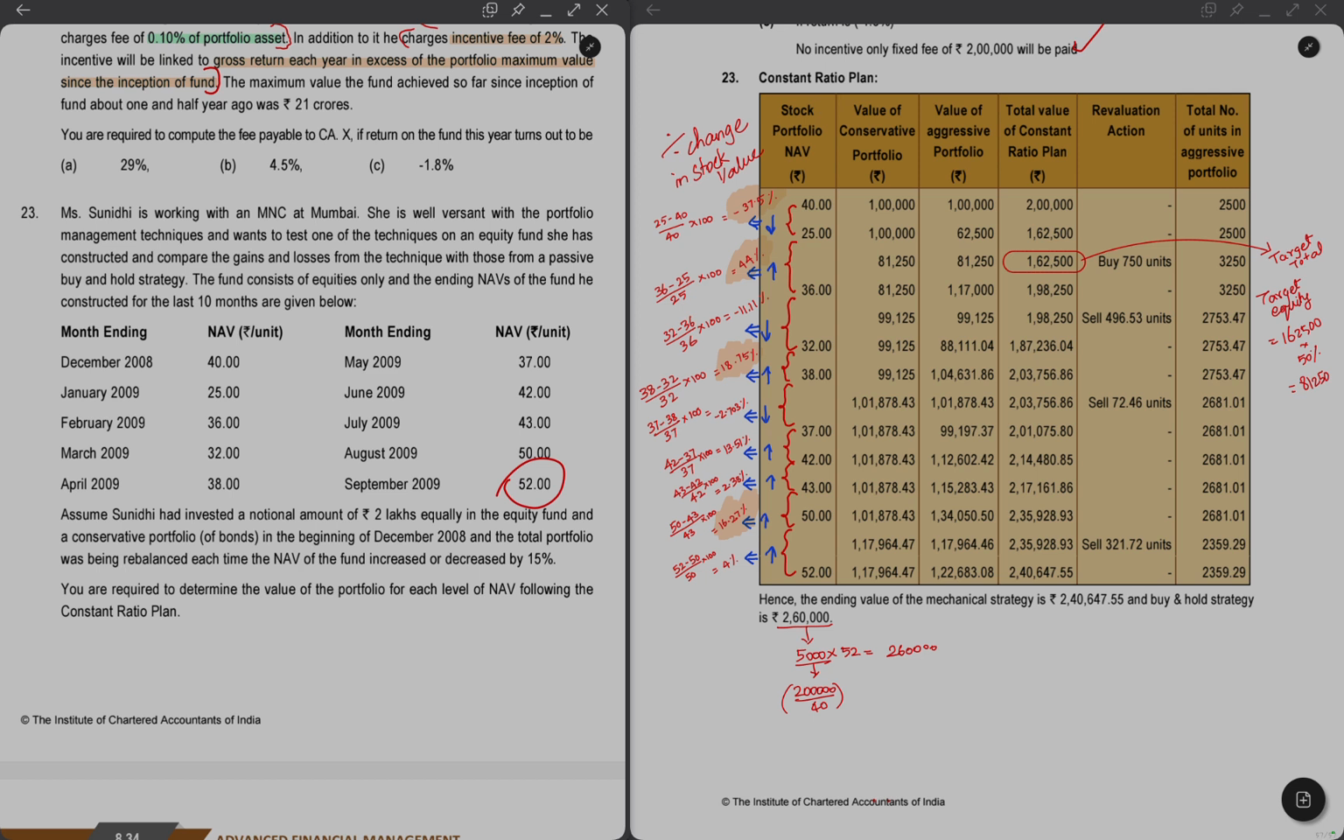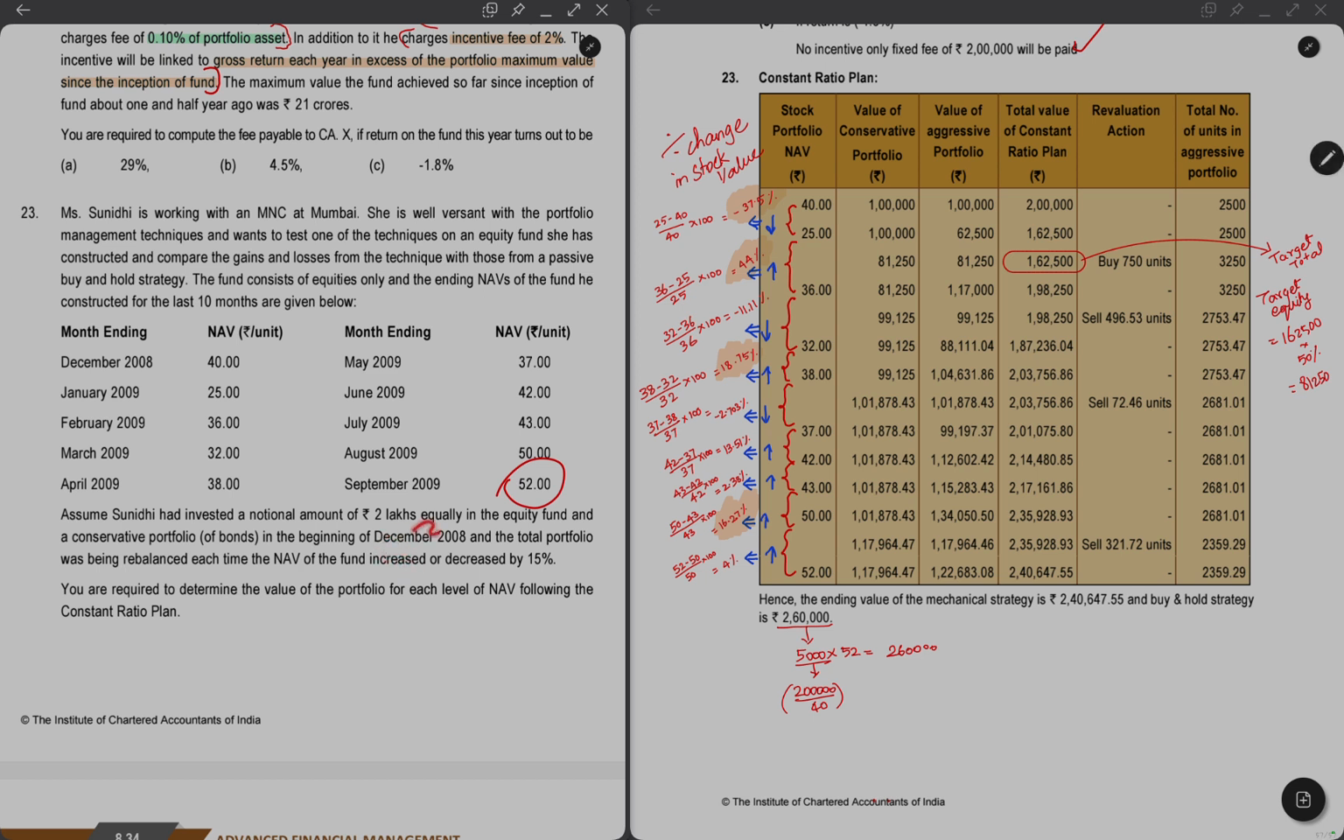Constant ratio plan is a method wherein we will be maintaining a certain ratio between one security and another security. So let's say in this case we are maintaining equity and bonds. If the equity value increases by a certain percentage, then more of equity will be bought by selling some of the other security, which is bond in our case. So that's how this constant ratio plan works.